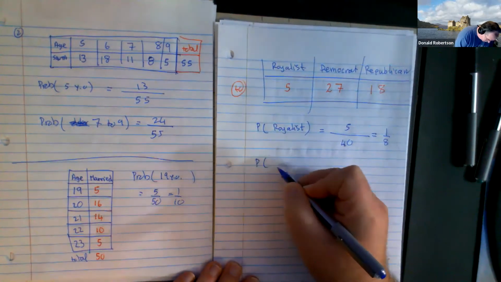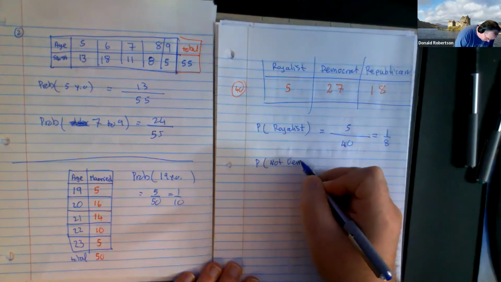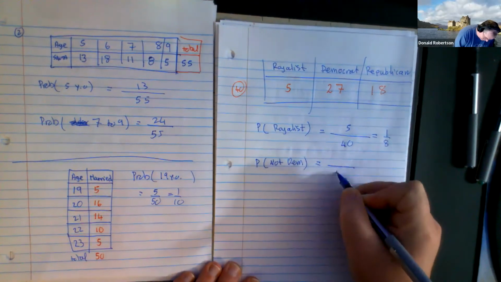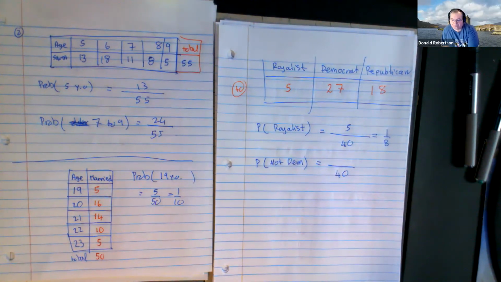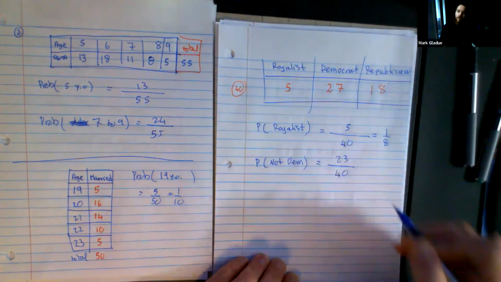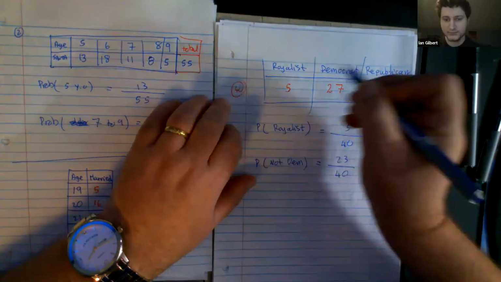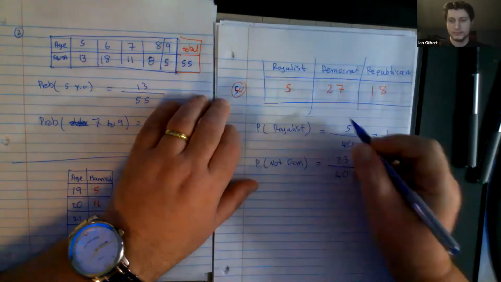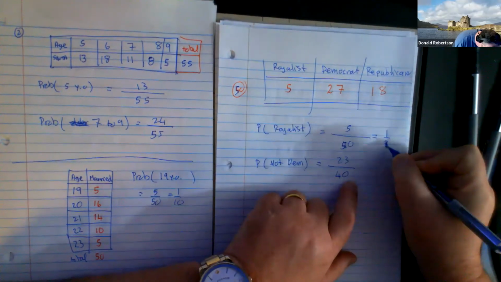I could ask you for those who are not going to vote Democrat. So how many people are not going to vote Democrat? 23. 23, which is that one and that one. Total is actually 50. Is it? Yeah. Whoa. Yes, it is. Well cut. Actually, that makes the numbers much nicer, doesn't it?